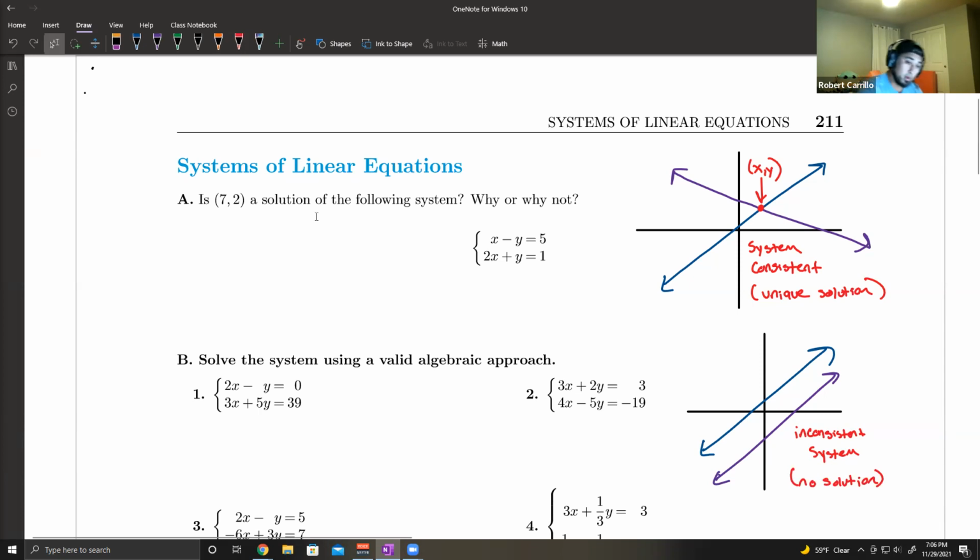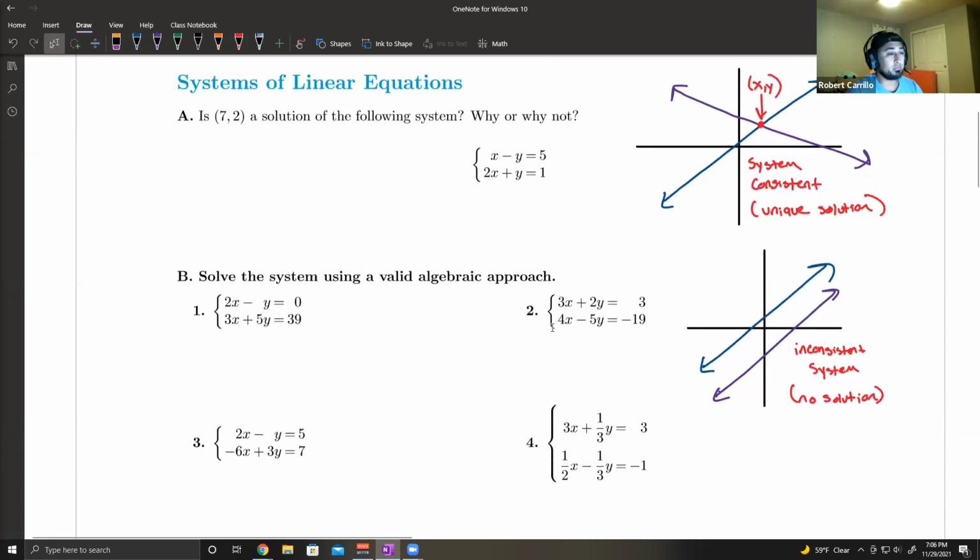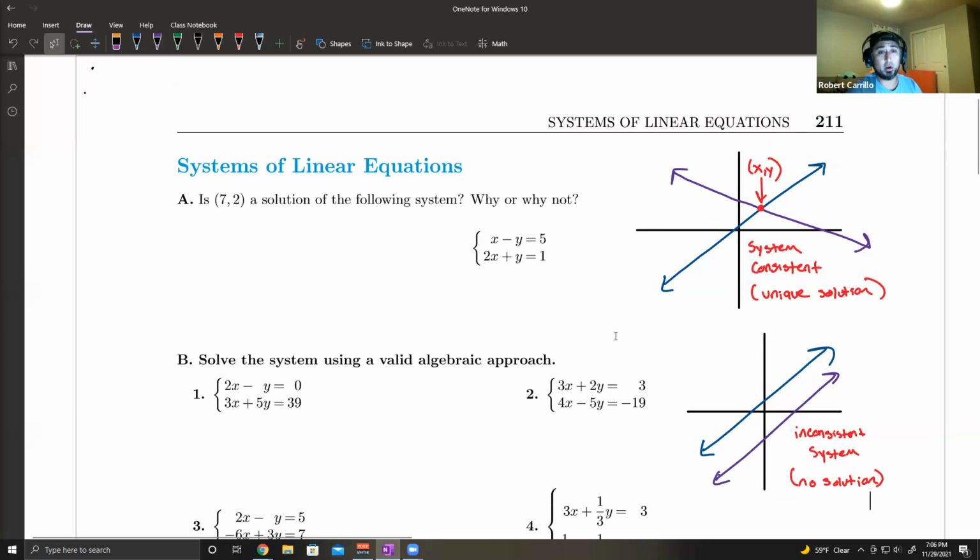Okay, awesome. So those are two situations we'll run into. We might run into a third, but I'll let you know if we do. Right now we just want to look for the unique solution to both equations. We want to find that point x, y.